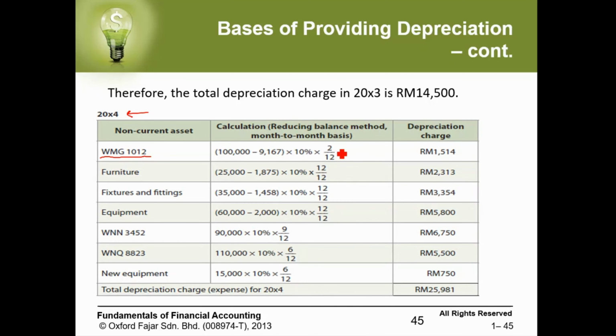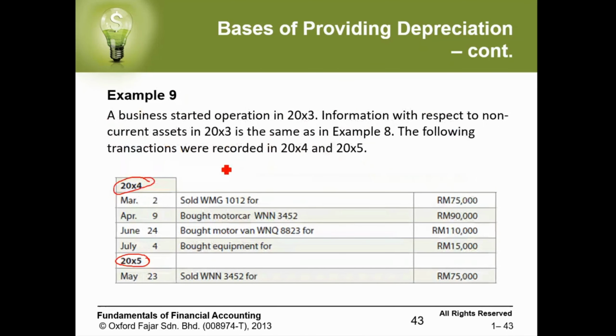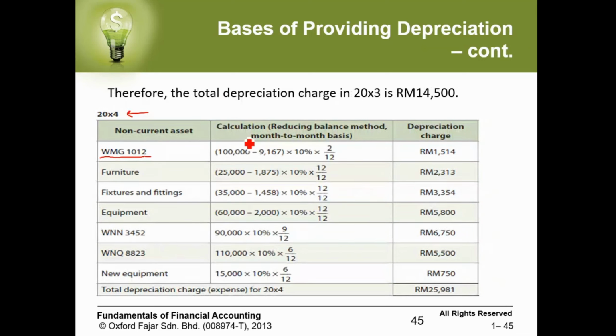How many months are we holding this asset? If you notice here in year 2014, we sold that asset on 2nd of March, which means we only held this asset for 2 months, January and February. So for the year 2014, we need to calculate that depreciation for only 2 months. So here is the carried value, here is the percentage of the depreciation, and here is how many months we are holding that asset. So the depreciation will be this amount.